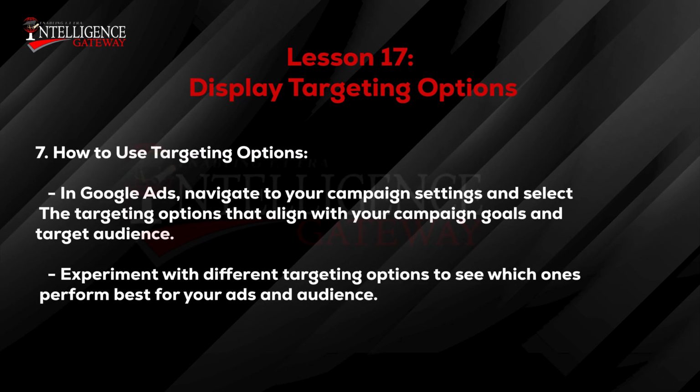7. How to use targeting options. In Google Ads, navigate to your campaign settings and select the targeting options that align with your campaign goals and target audience. Experiment with different targeting options to see which ones perform best for your ads and audience.